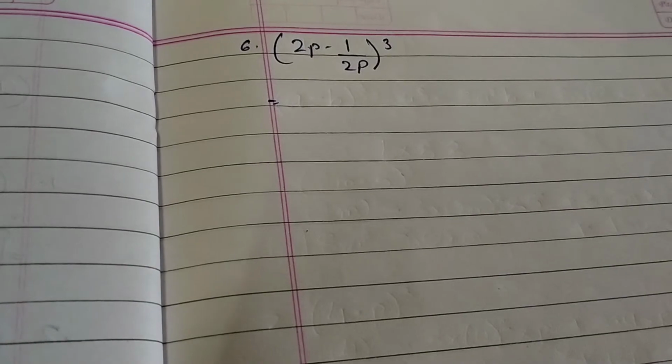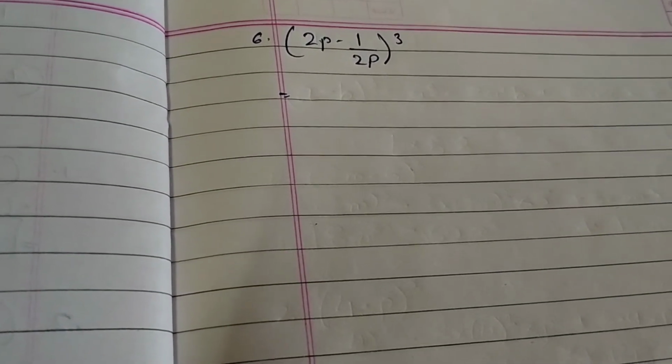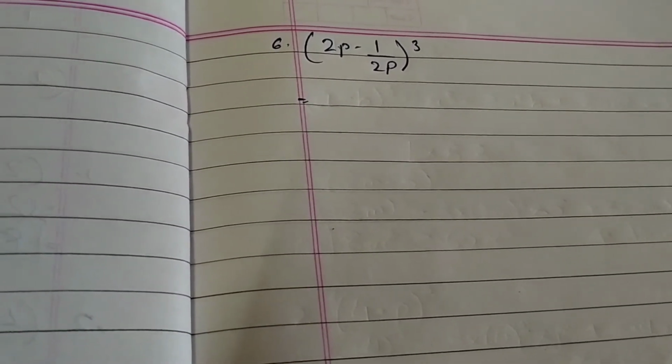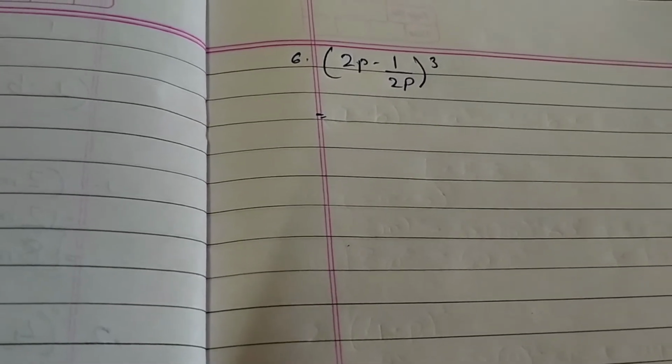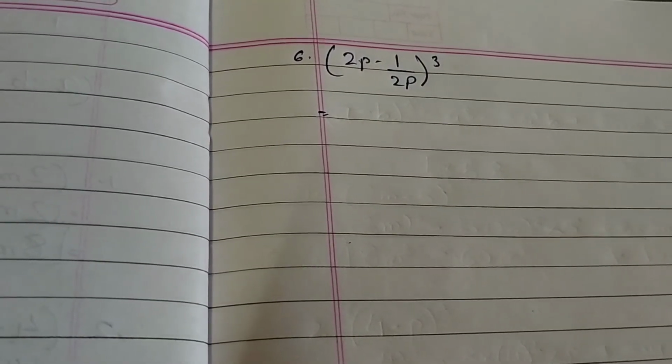So students, our next sum is 2p minus 1 upon 2p, the whole cube. So according to it, we are going to put the formulas over there.